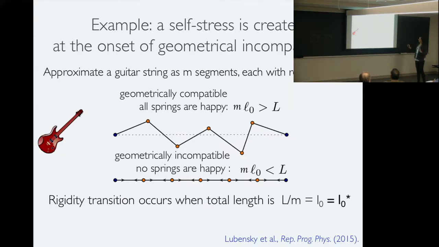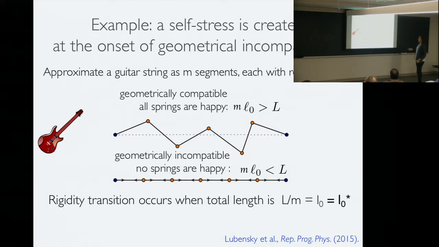Okay, so a guitar string is a good example, and I'm going to represent a guitar string as n segments, each with a rest length L0. And so there's a geometrically compatible state where all the springs are happy. They can all attain their rest length. And that's in the case when the endpoints of the string are such that the number of segments times the rest length of each segment is greater than the distance between the two endpoints. So this is compatible.